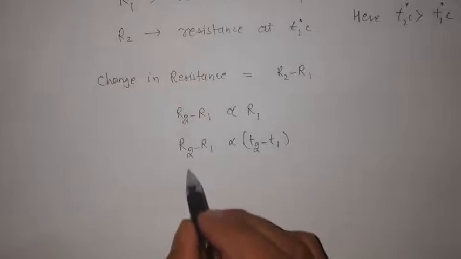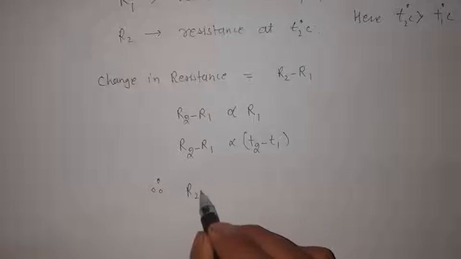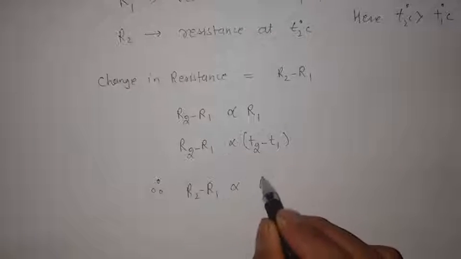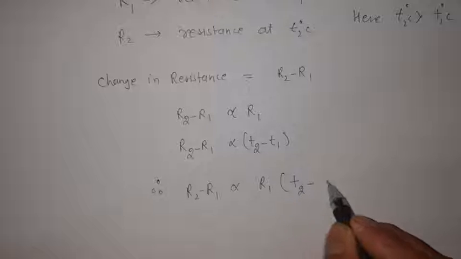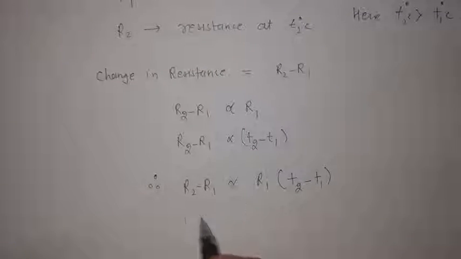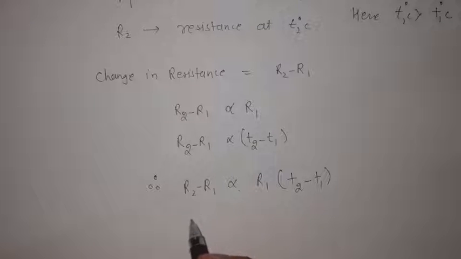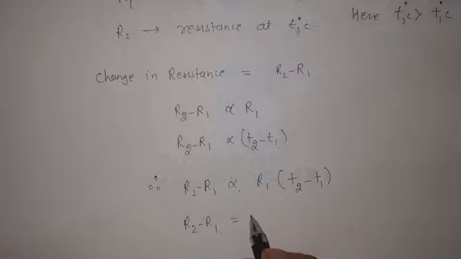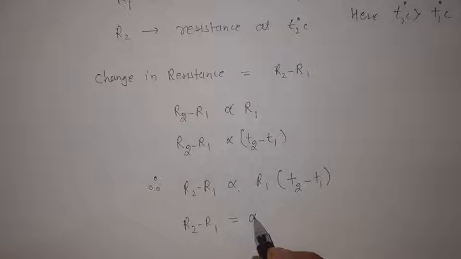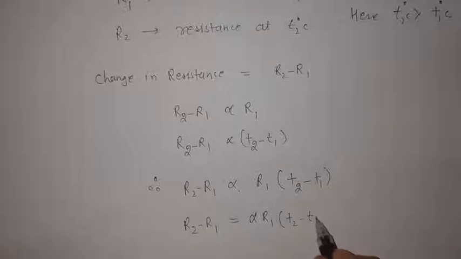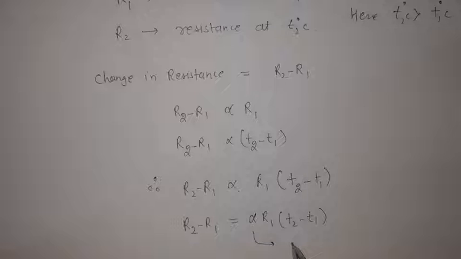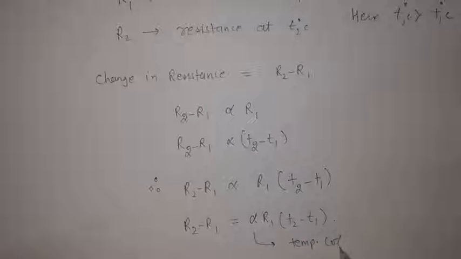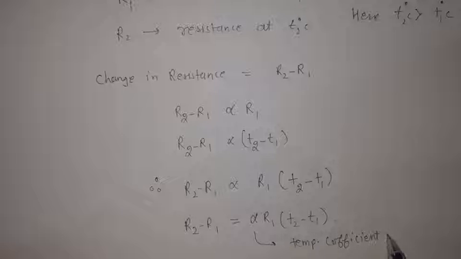So thus we are going to look over here. Therefore this change in resistance is directly proportional to R1 and directly proportional to this change in temperature. And if we remove this proportionality sign, student, then we have to place an equal sign and a constant. This constant I'm going to use as alpha. So it is alpha into R1 into T2 minus T1. Now what is this alpha known as? This is known as the temperature coefficient.